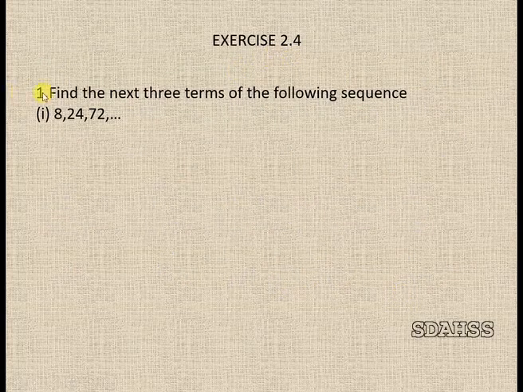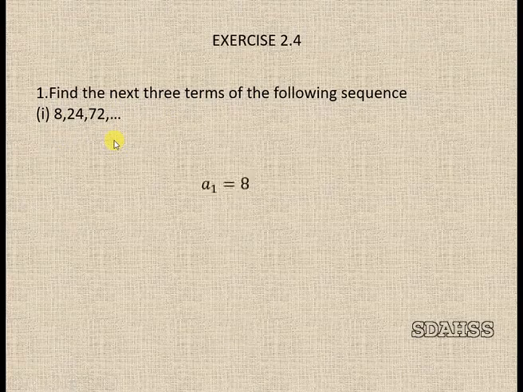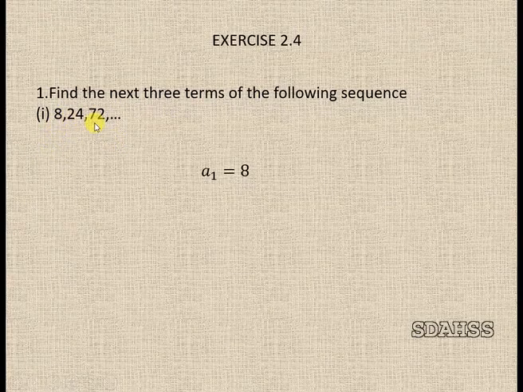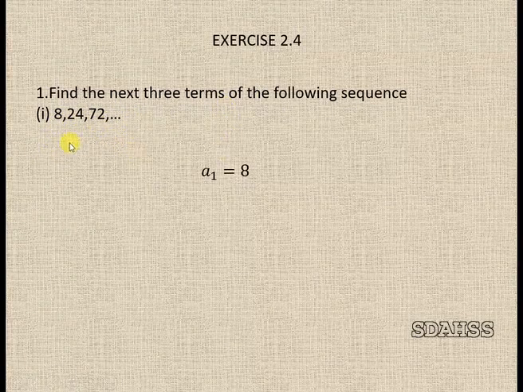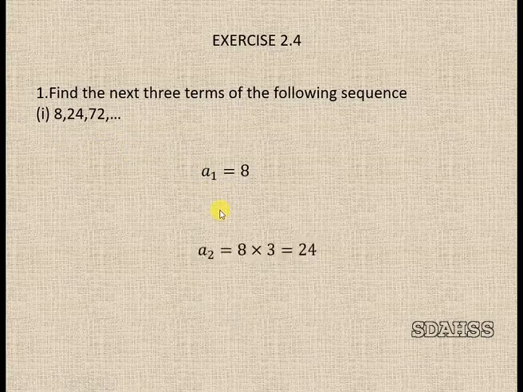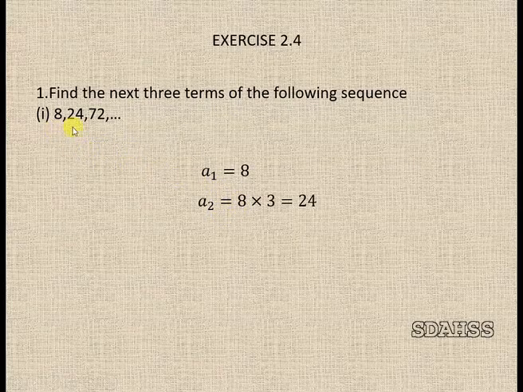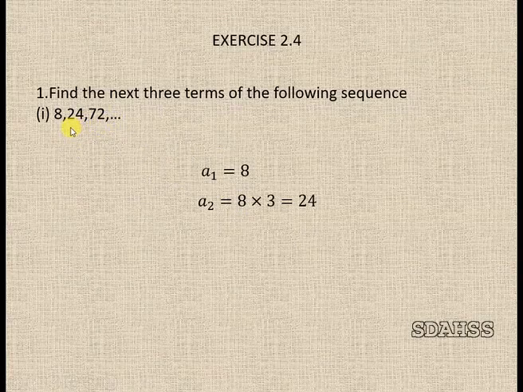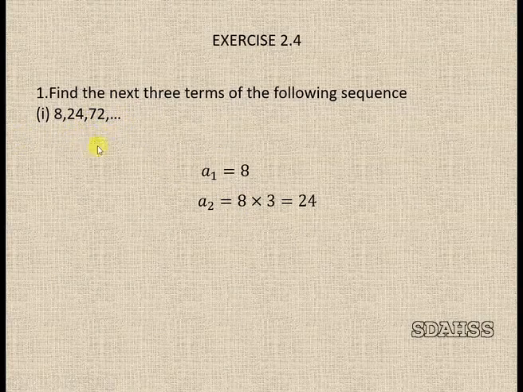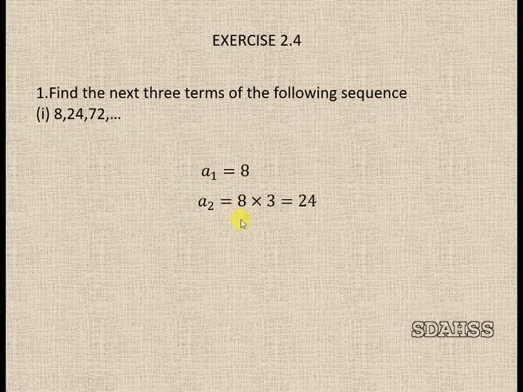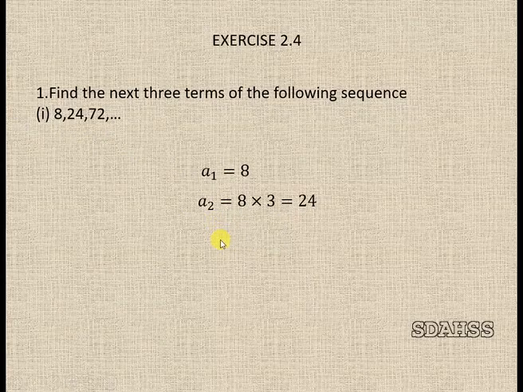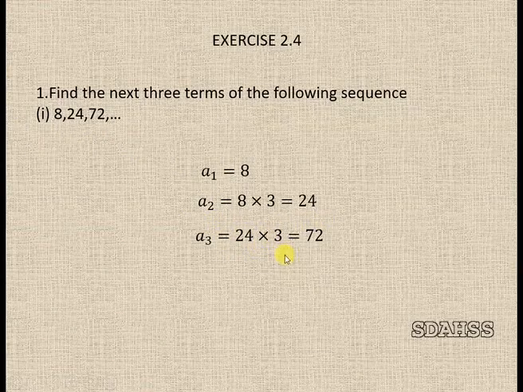Exercise 2.4, first sum. Find the next three terms of the following sequence: 8, 24, 72. This is A1, A2, A3, etc. Here A1 is equal to 8. The given sequence is a multiple of 3, so you have to multiply by 3. So you will get 24. Then A3 is equal to 24 into 3, 72.